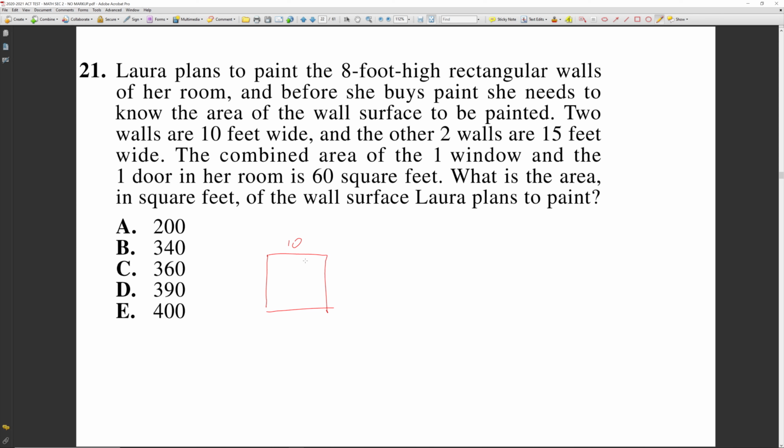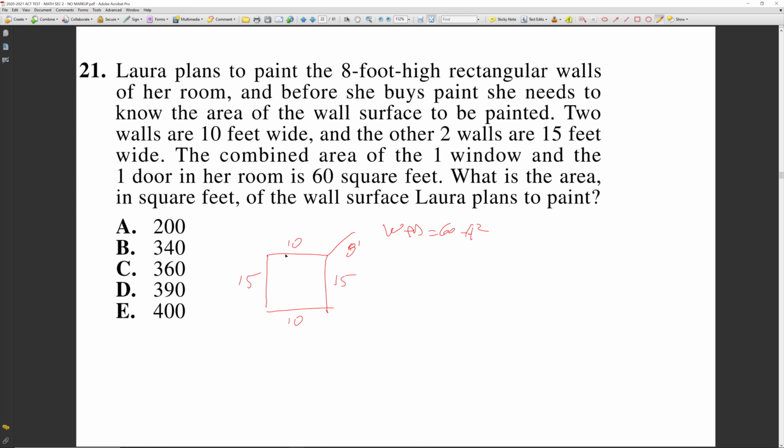2 walls are 10 feet wide, and the other 2 walls are 15 foot wide. The combined area of the one window and the one door in the room is 60 square feet. So window plus door is equal to 60 square feet. What is the area in square feet of the wall surface Leroy plans to paint?